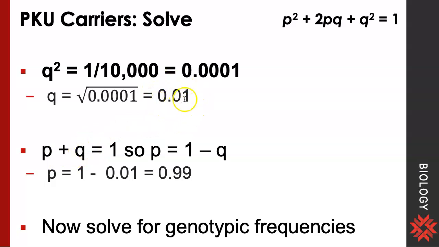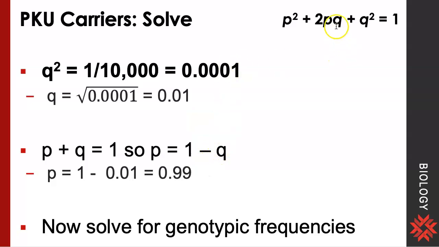So 0.01 of all of the alleles in the population are that recessive allele. P plus Q equals 1, so if you rearrange that formula, then P equals 1 minus Q. So 1 minus 0.01 is going to give you 0.99. So that's going to give you your other allele frequency. So you're going to have 0.99 of all of your alleles are going to be that dominant allele. 0.01 of all of the alleles are going to be that recessive allele.